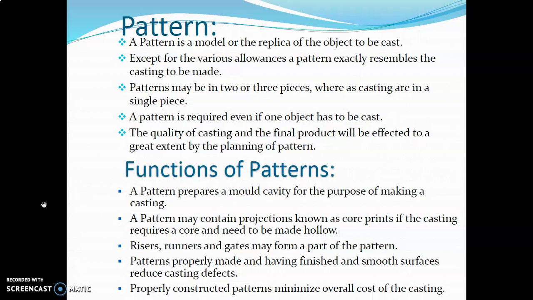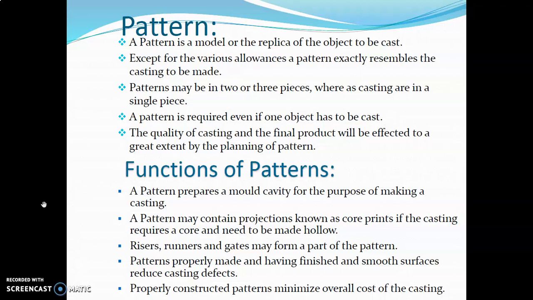The next one is the function of the pattern. A pattern prepares a mold cavity for the purpose of making the casting. A pattern may contain projections known as core prints if the casting requires a core or needs to be hollow. As I have discussed, suppose you want to create a hole in the casting. At that time you have to use the core, riser, runner, and gate system. That is a part of the pattern. These are the different features that are basically used in casting.